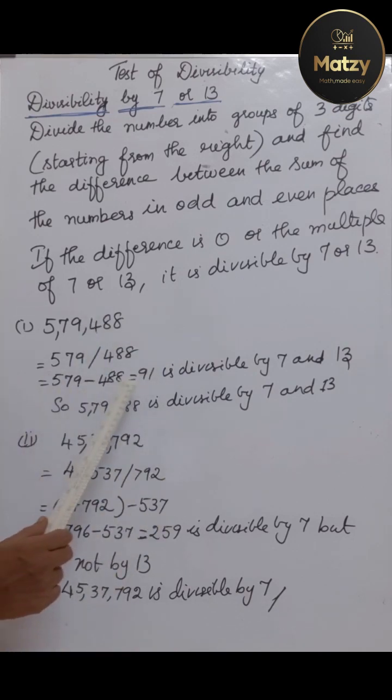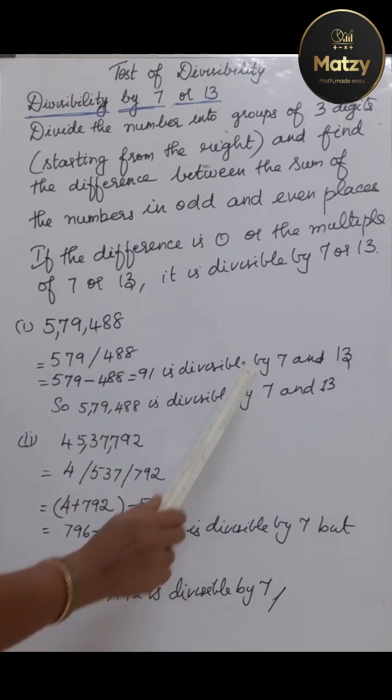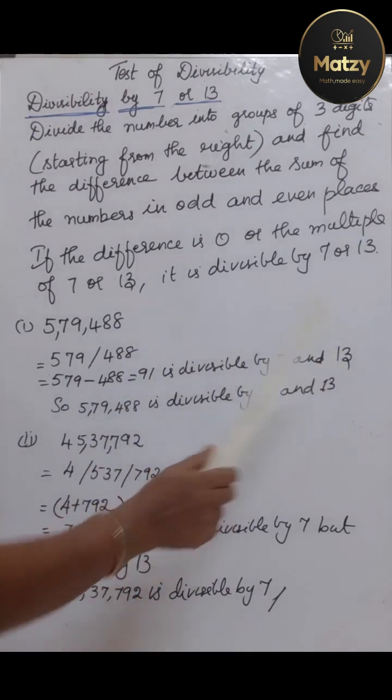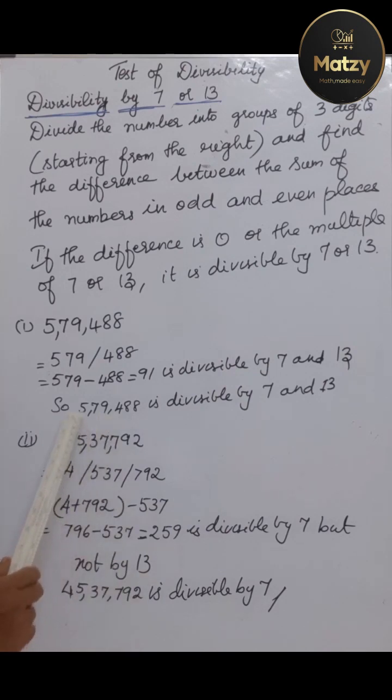So 579 minus 488 is 91. It is divisible by 7 as well as it is divisible by 13. So this 5,79,488 is divisible by 7 also and 13 also.